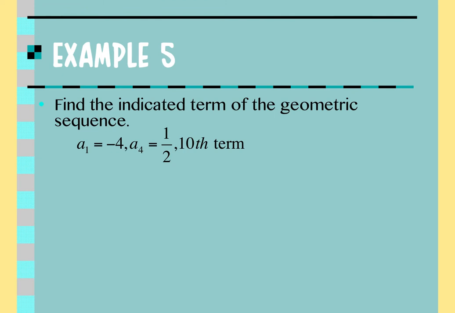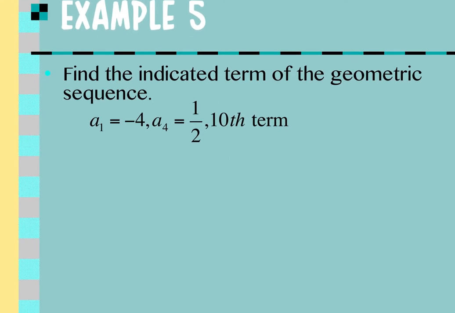All right, this one says find the indicated term of the geometric sequence. Now this time I've got A1 and I've got A4, and it eventually wants the 10th term. So if you are doing something other than paying attention, stop and focus. Because if you understand this, it's super easy. If you don't understand it, it gets super confusing. You don't have 2 consecutive numbers here, right? We have A1 and we have A4.